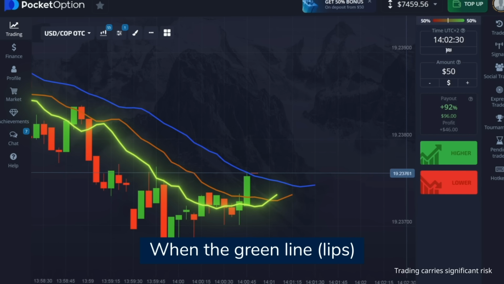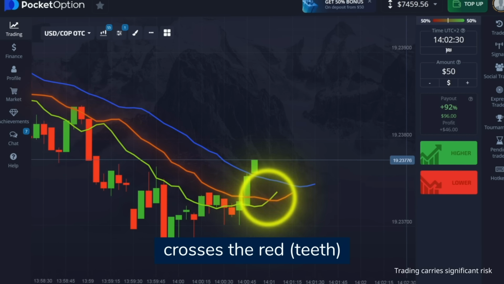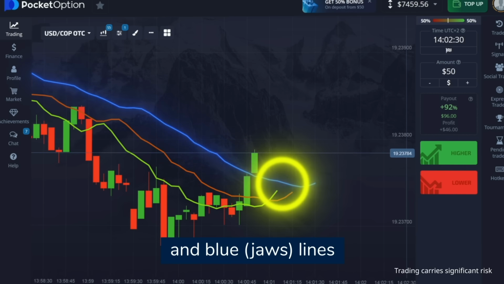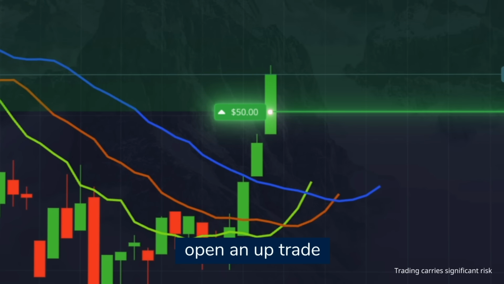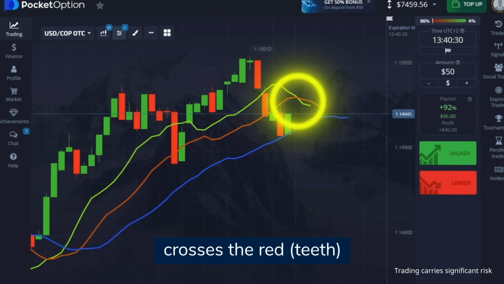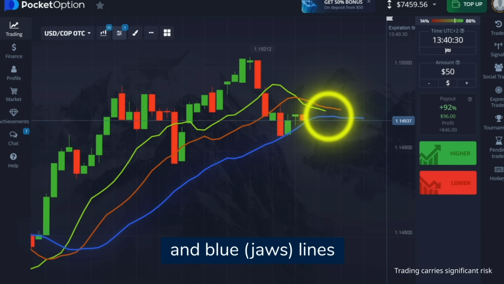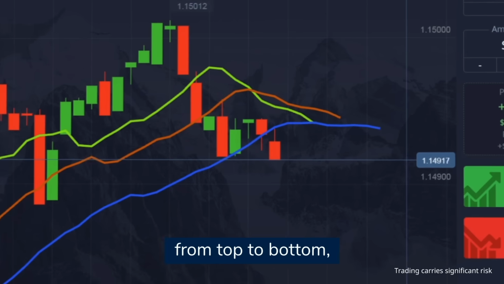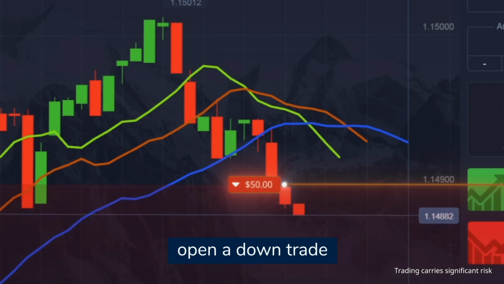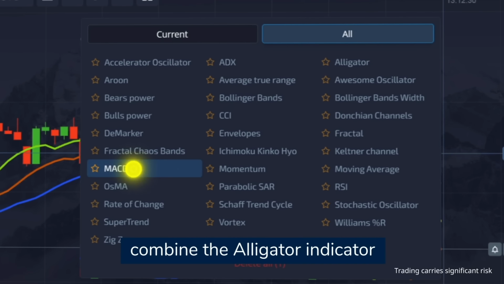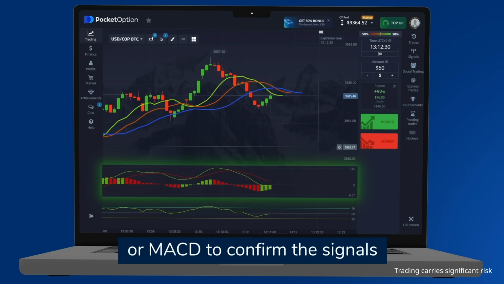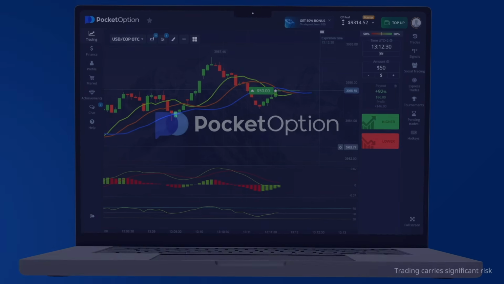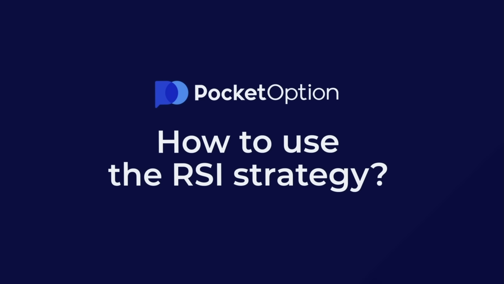When the green line, lips, crosses the red, teeth, and blue, jaws, lines from bottom to top, open an up trade. When the green line, lips, crosses the red, teeth, and blue, jaws, lines from top to bottom, open a down trade. For best results, combine the Alligator indicator with other tools such as RSI or MACD to confirm the signals. How to use the RSI strategy.